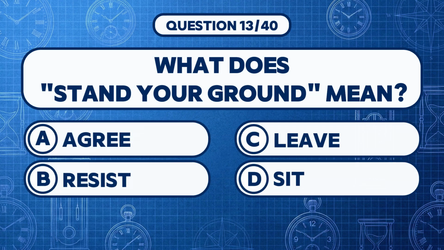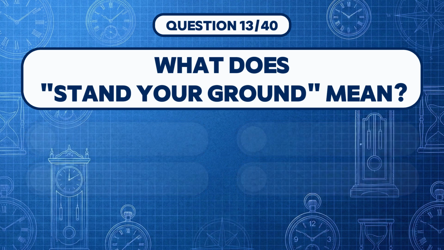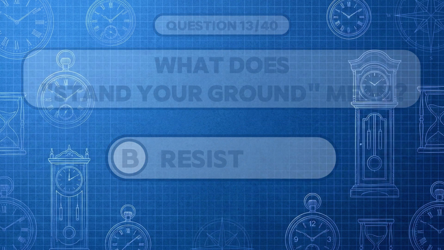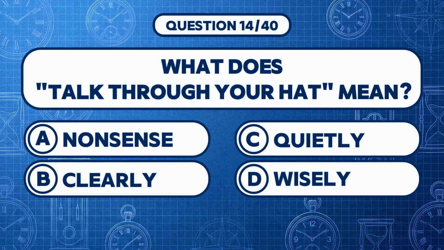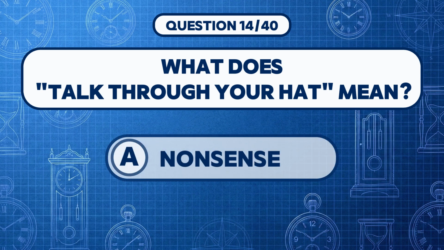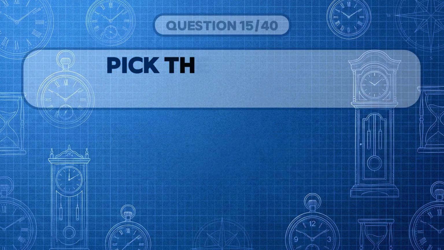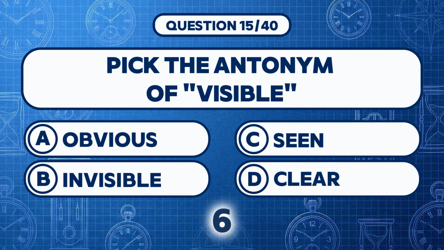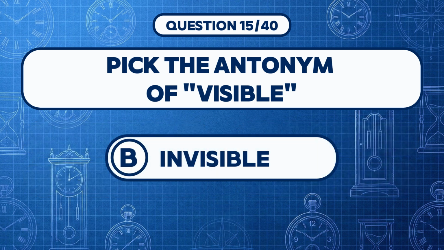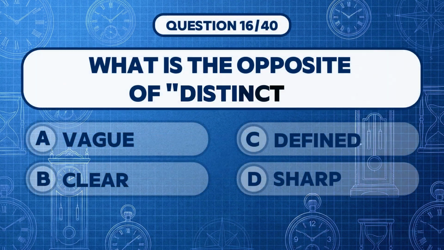What does stand your ground mean? Answer B, resist. What does talk through your hat mean? Answer A, nonsense. Pick the antonym of visible. Answer B, invisible. What is the opposite of distinct?